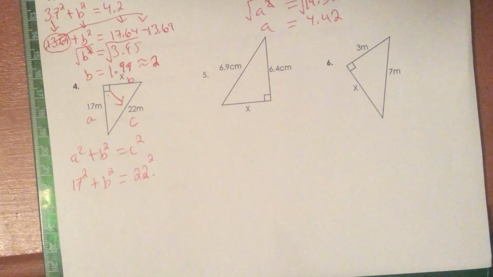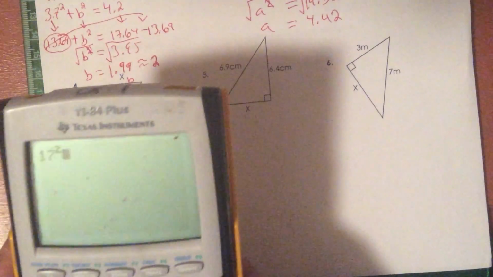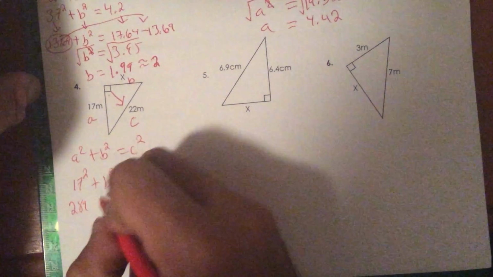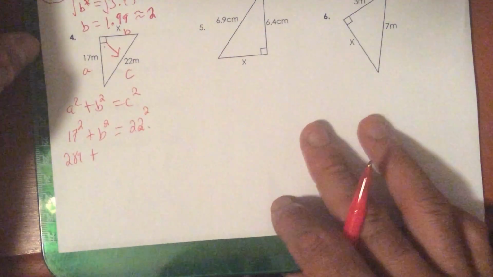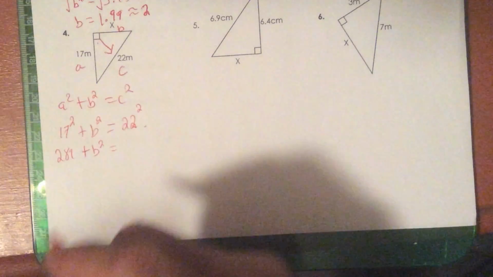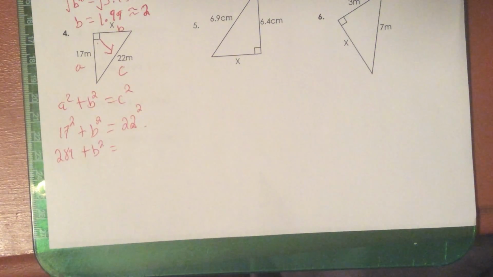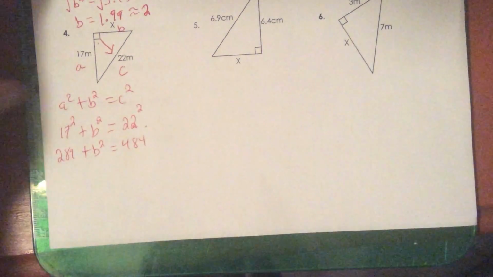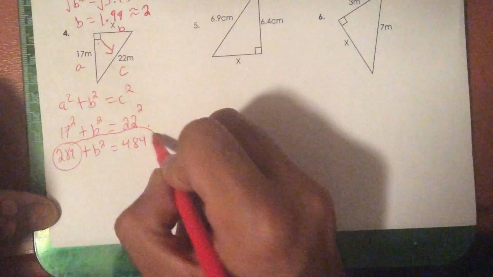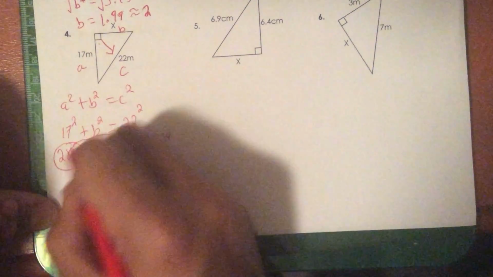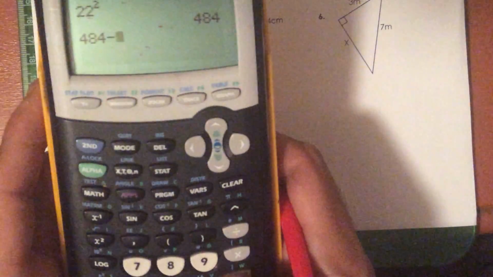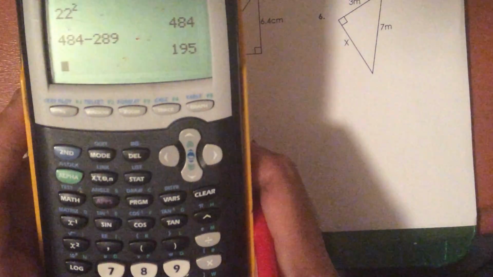Now, using my calculator, I'm going to say 17 squared, which is 289. Bring down your plus, B squared equals, and then 22 squared will give you 484. Now, I'm solving for B, so I need to jailbreak the 289 to the other side. So that becomes a minus 289. So B squared equals, now 484 minus 289 will come out to be 195.